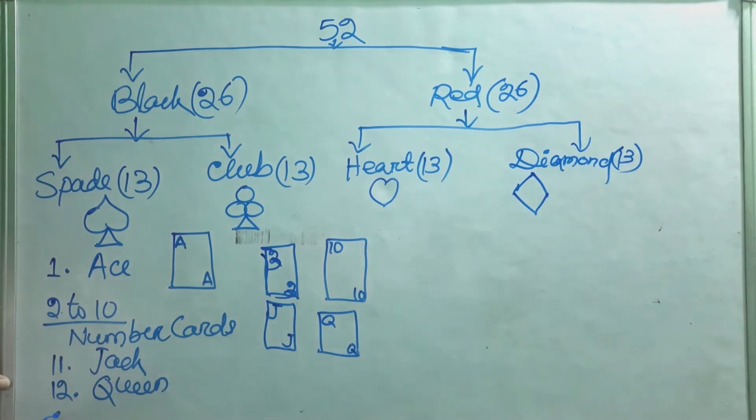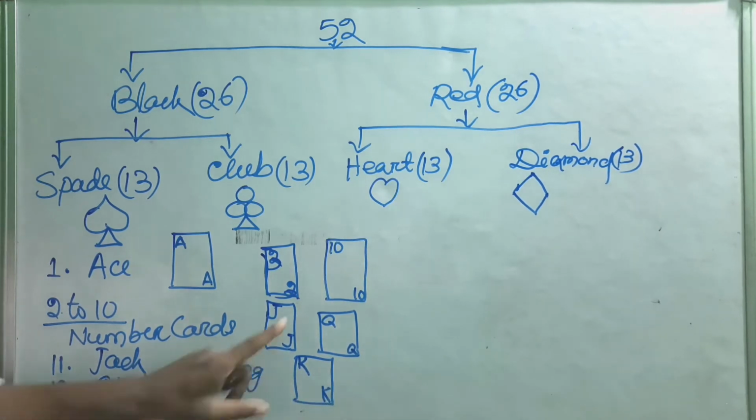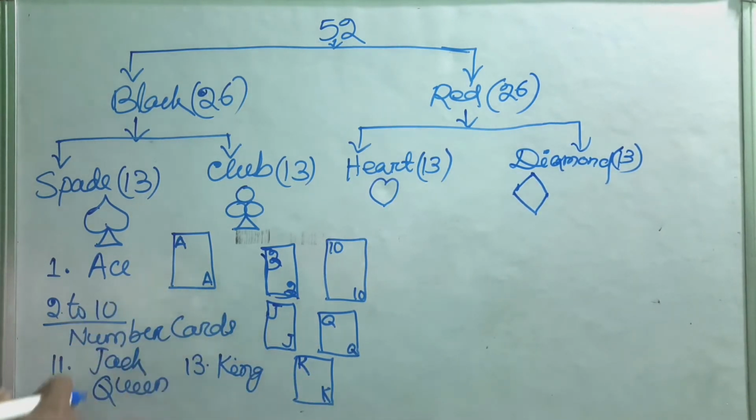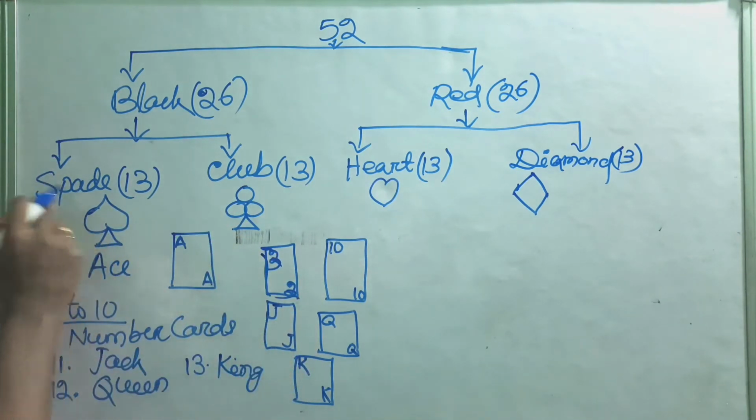Okay, then the 13th card is King. So it is represented like this. Suppose this is a card and it is represented with the letter K. In this way 13 cards are represented in spade.